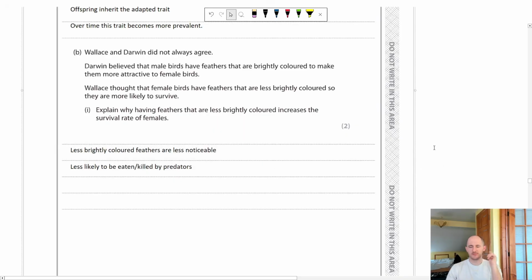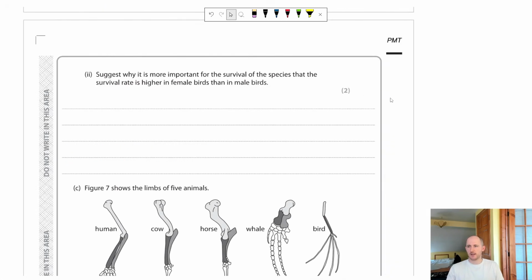Well, actually not. You can also say it's less likely to be seen by prey. So if you imagine you're trying to sneak up on your friend and you're wearing brightly coloured, flashing lights and all that stuff, you're more likely to be spotted. Whereas if you're camouflaged, you're more likely to be able to jump up on them. That kind of idea would also work. So just why it's more important that the female birds survive more frequently than male birds.